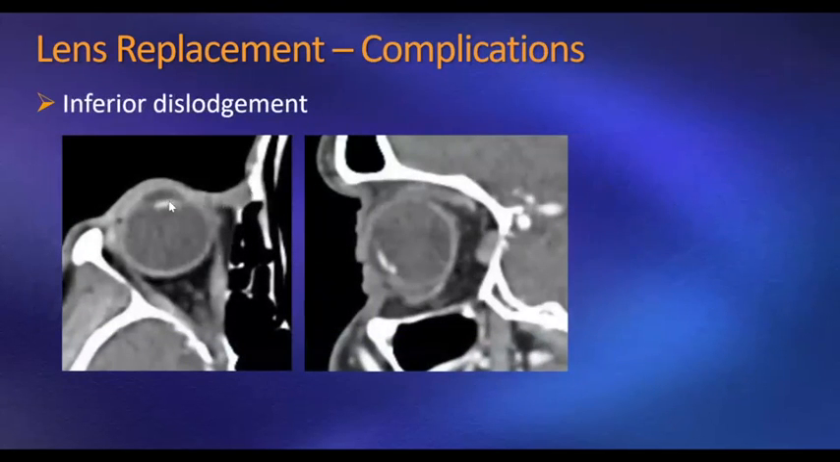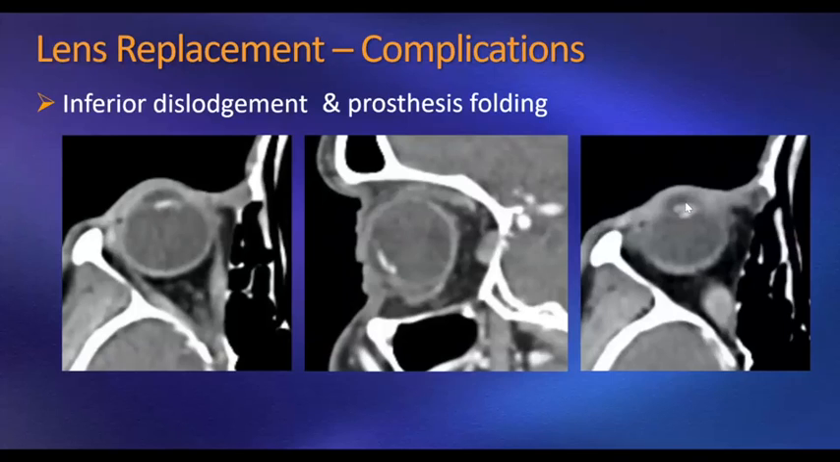Here we have a lens that is not centered between the iris. It's more medially and inferiorly positioned. This dislodgement was caused by folding of the inferior medial aspect of the lens, which can be a complication of the softer lenses.